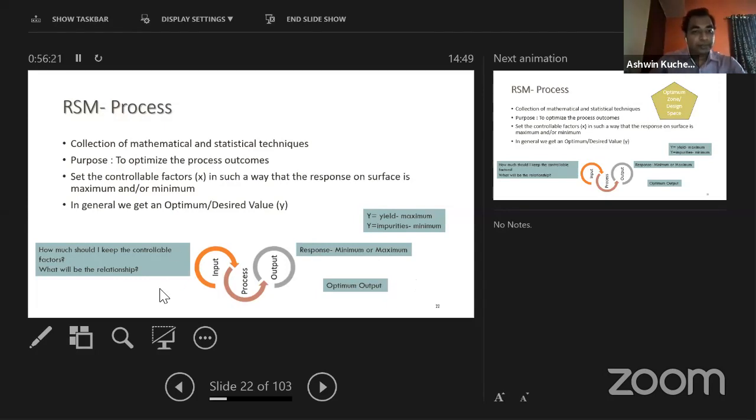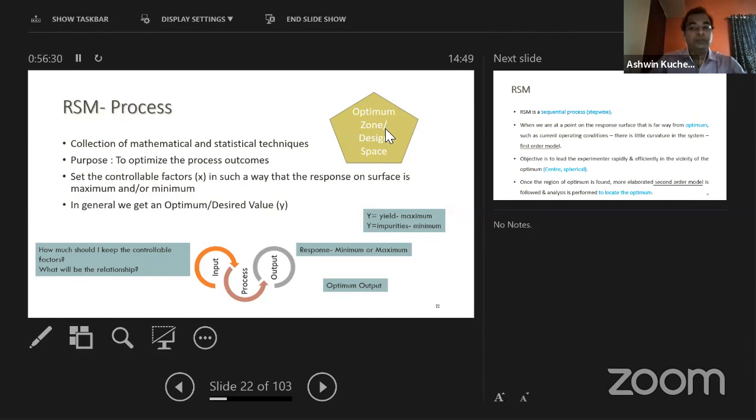So these two points are the main points where we should focus first to get an optimum zone or a design space. If we do not know the relationship between the input variable and the output, or cause and effect, or if you are not understanding how I should keep the controllable factors, we will not understand where we will be getting the optimum output. In short, you should understand the current operating condition and the region of working or optimum conditions.